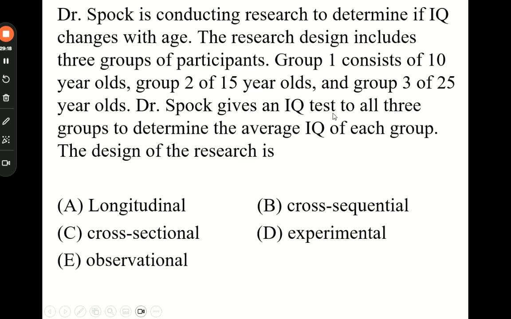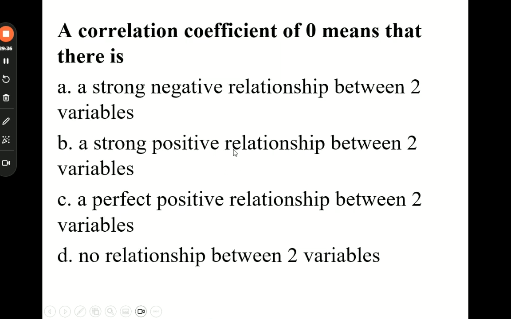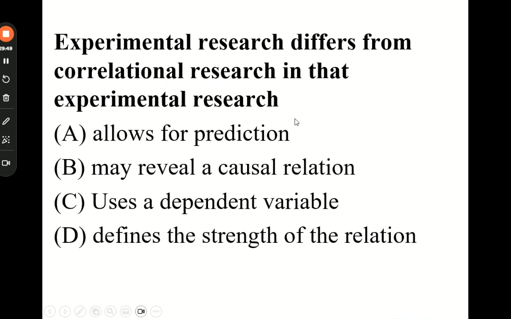All right, read that. The answer is, that's a cross-sectional study. When you study different sections of people, different age groups, different income groups, that's cross-sectional. All right, read that. The answer is D. 0 means there is no relationship at all.